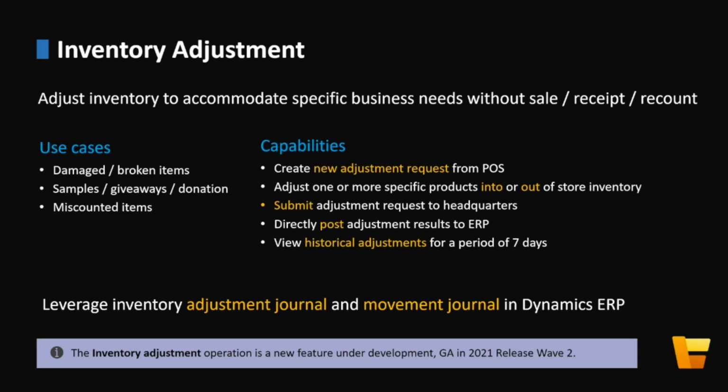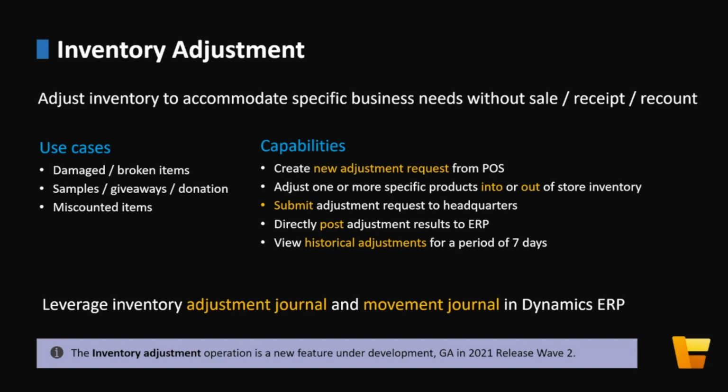Now, next, inventory adjustment is the business process to adjust the inventory into or out of the store warehouse. In other words, to increase and decrease inventory quantities to accommodate a specific business need without having to do a sale, receipt, or physical recount. There are some typical use cases of this business process in the real world. For example, deduct the damaged or broken items from the stock that is available for sale, or use some items as samples or donate a certain amount of the items where inventory deduction is not classified as a standard sale. Or you might just want to quickly correct some miscounted items to avoid performing a full cycle counting.